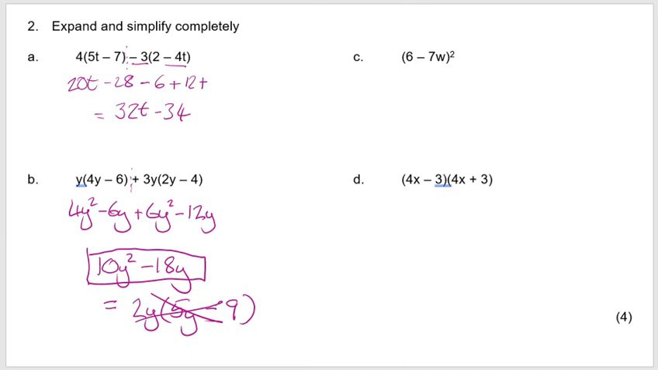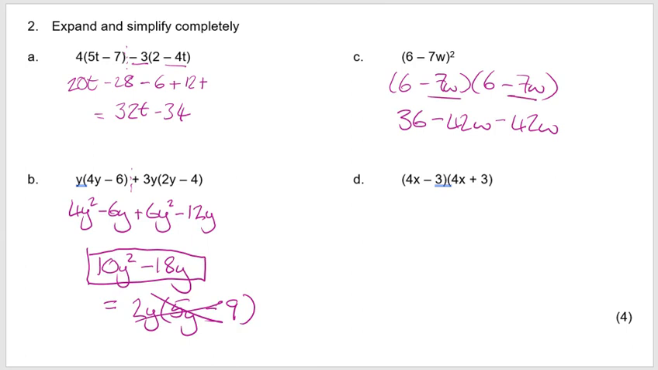Part C, this is a double bracket expansion, so just be careful, we're not simply squaring the two terms. This is equivalent to 6 minus 7w times another 6 minus 7w. So expanding as per usual, 6 times 6 is 36, 6 times negative 7w, negative 42w. Again, we have a negative 7w times a 6, so we've got another negative 42w. Negative 7w times another negative 7w becomes a positive. 7 times 7, 49, and then a w squared. Collecting the two terms in the middle, 36, subtract 84w plus 49w squared.